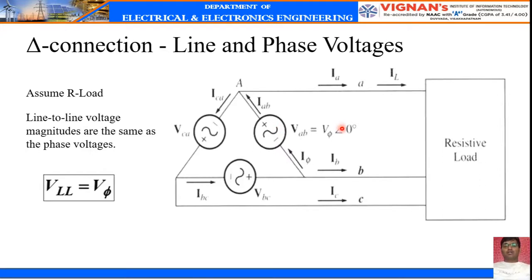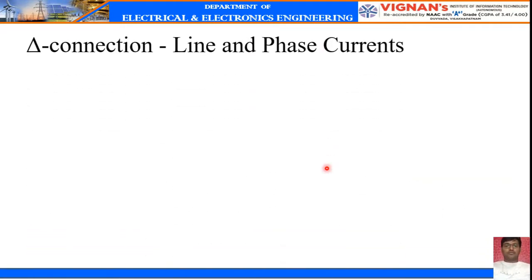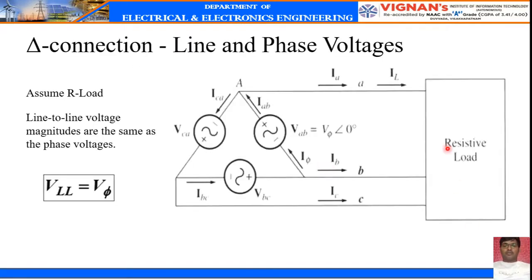In parallel, we know that the voltages are equal. The voltage between line A and line B is the same as the voltage between phase AB. So line voltage VAB must be equal to the phase voltage in case of a delta connection. However, you can see here the line currents are not equal to the phase currents. This is line current IA.